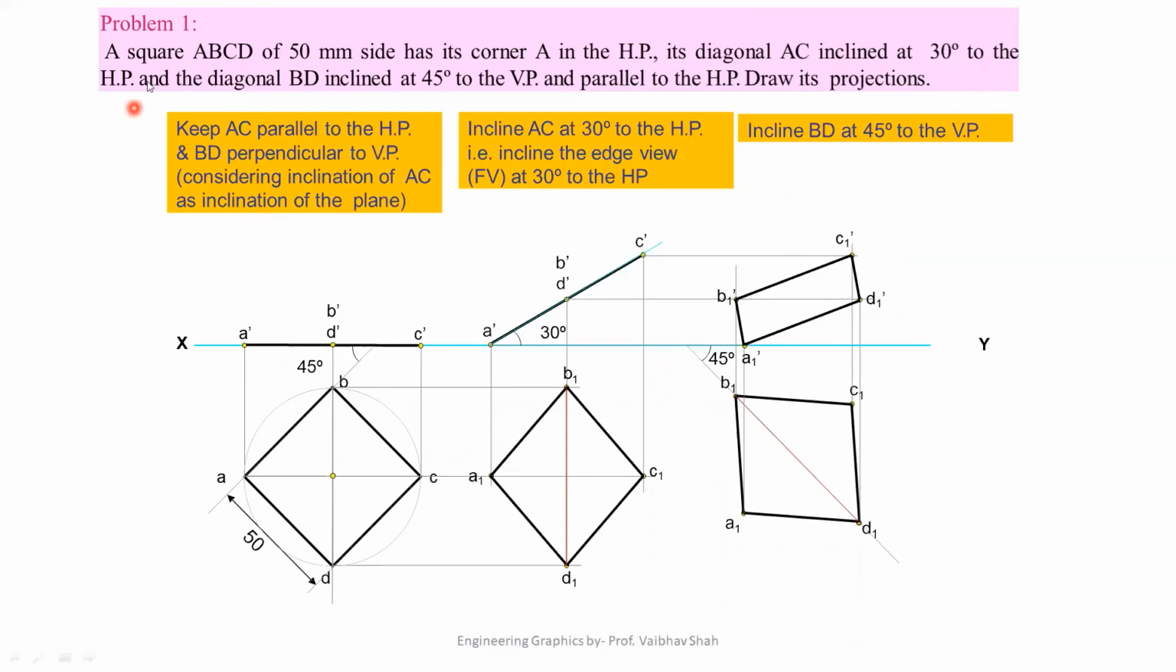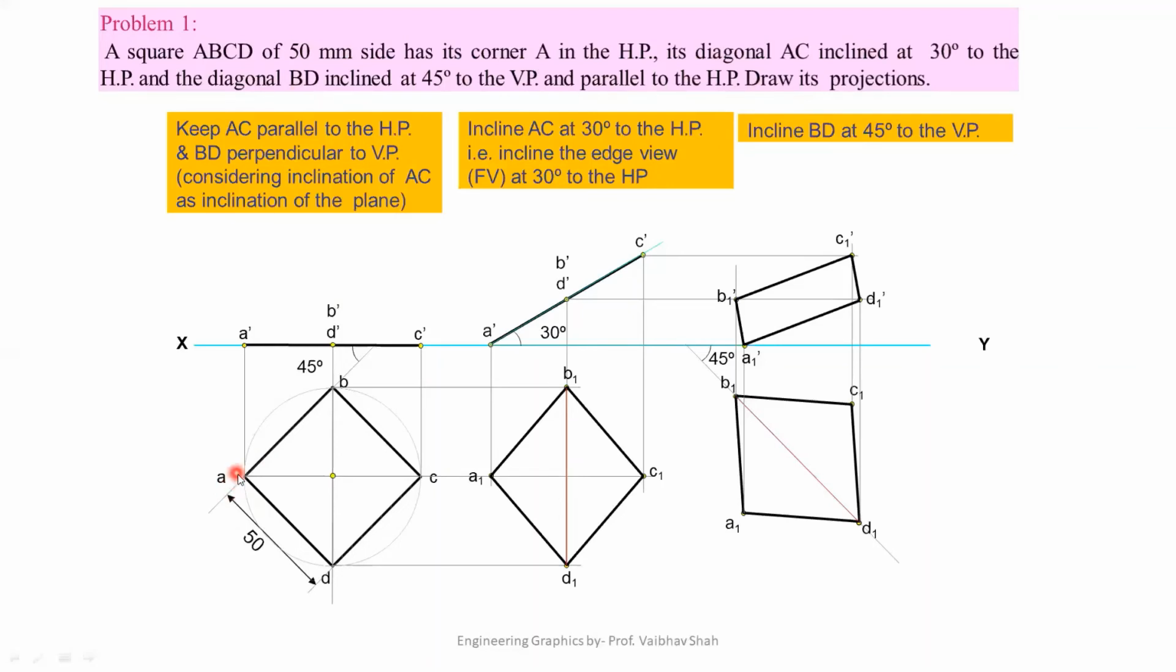Problem number 1: a square ABCD of 50 mm side has its corner A in HP. Its diagonal AC is inclined at 30 degrees to the HP and diagonal BD is inclined at 45 degrees to VP and parallel to the HP. Draw its projections. Here it is said that you have to draw one square of 50 mm side with one of its corners, A, in HP. That means your object is resting in HP. So we will draw the square resting on one of its corners in HP.